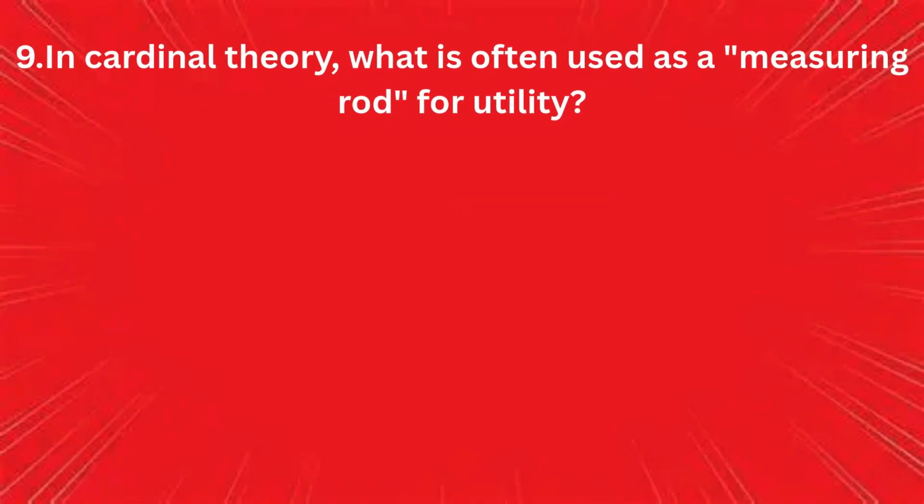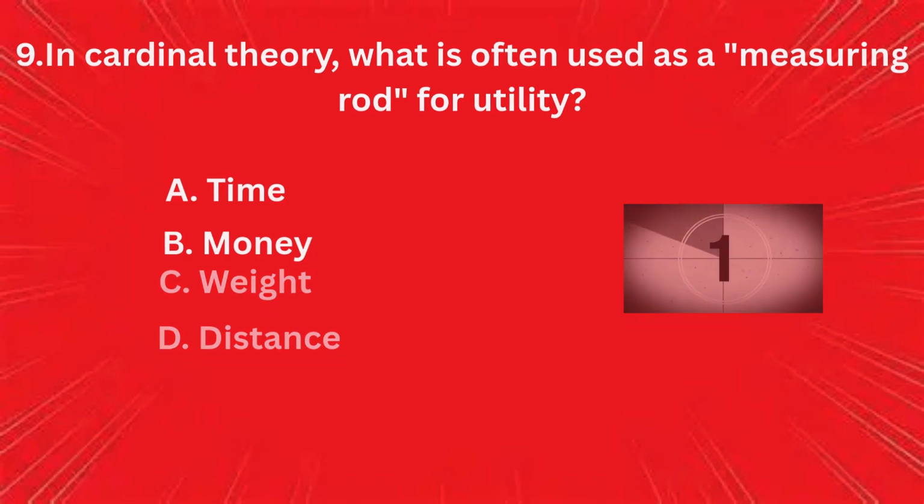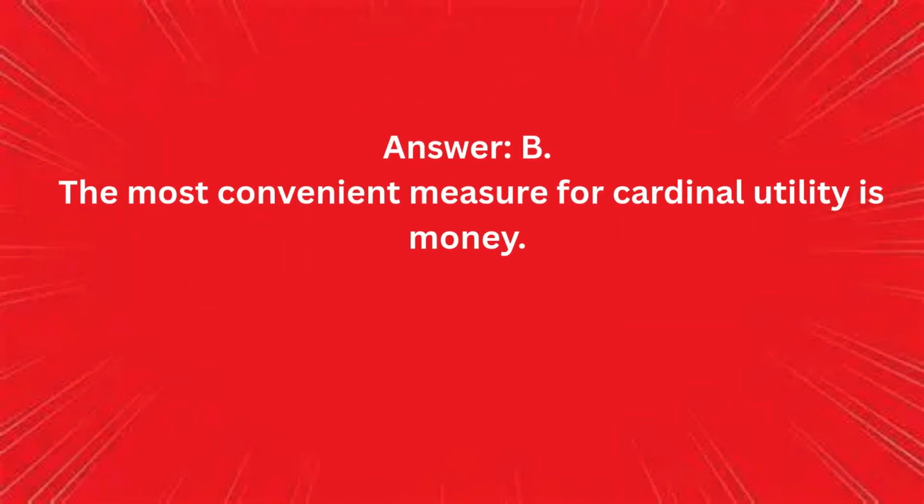9. In cardinal theory, what is often used as a measuring rod for utility? A. Time. B. Money. C. Weight. D. Distance. Answer. B. The most convenient measure for cardinal utility is money.